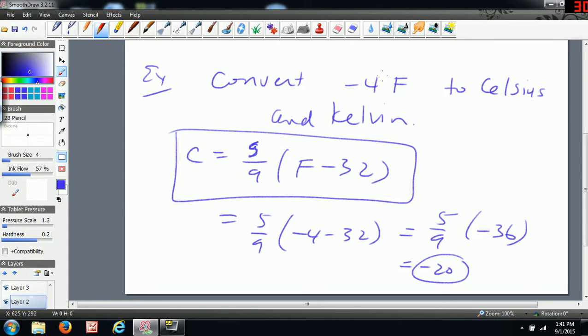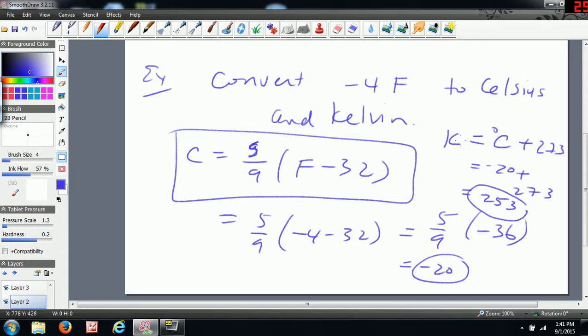To convert -4 Fahrenheit to Kelvin, Kelvin is equal to C plus 273. So we plug the value from here, negative 20, into the equation. And then we get 253 as our answer.